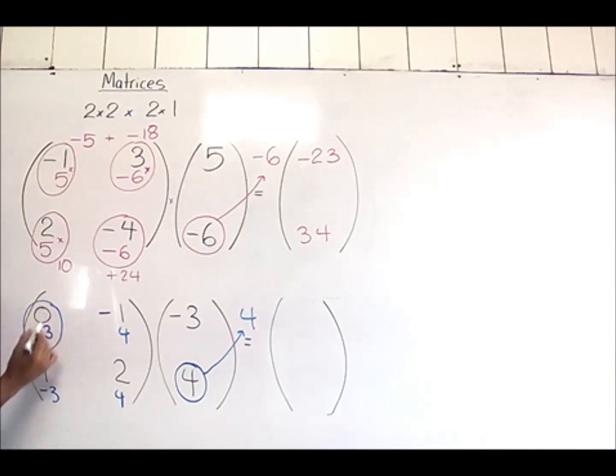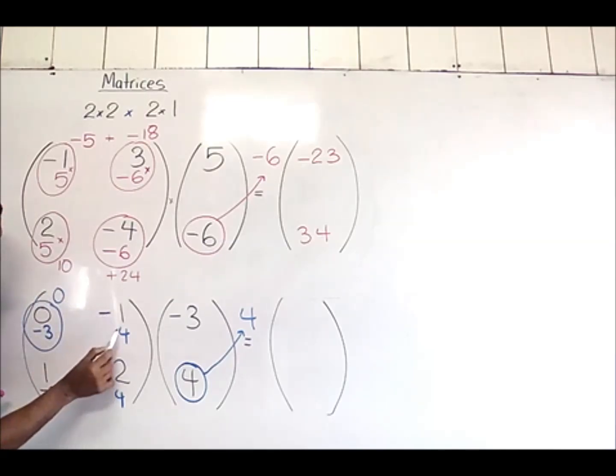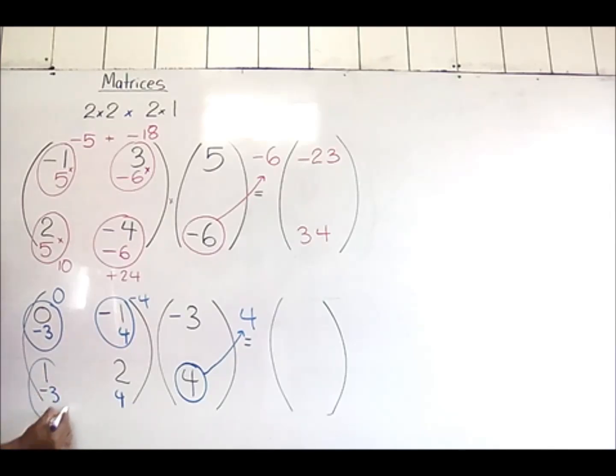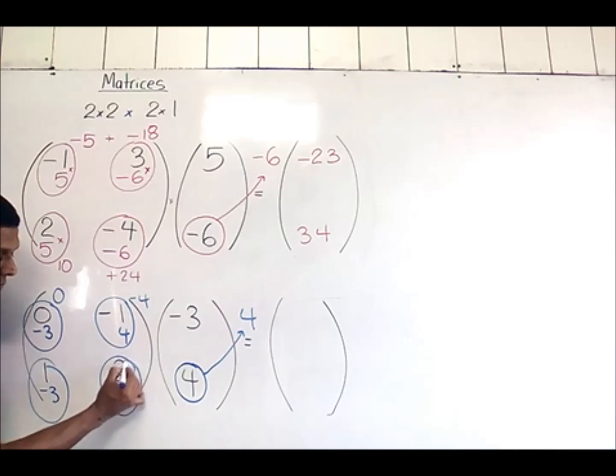Each pair, multiply them. Anything multiplied by 0 is 0. Minus 1 by 4 is minus 4. 1 by minus 3 is minus 3. And 2 multiplied by 4 is 8.